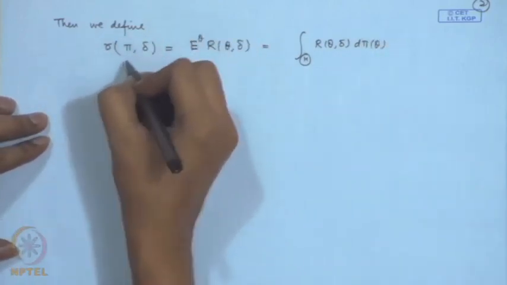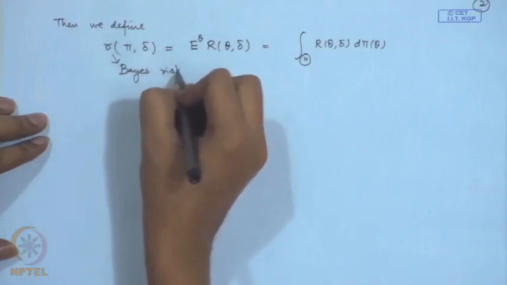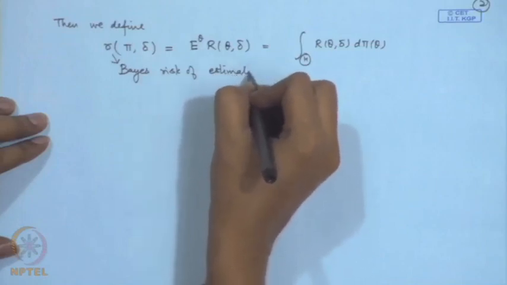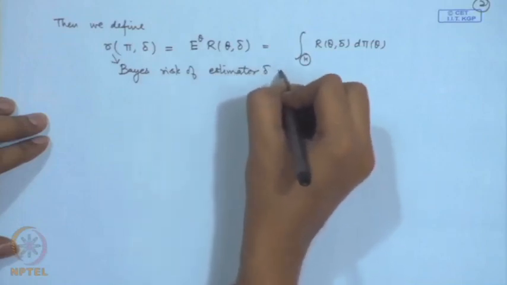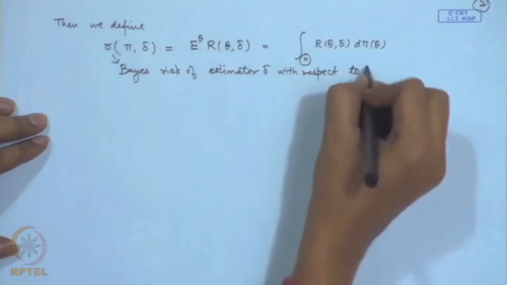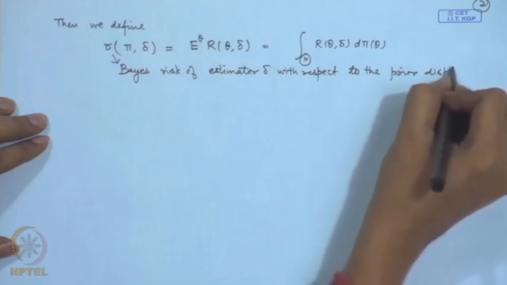This is called the Bayes risk of the estimator delta with respect to the prior distribution pi.